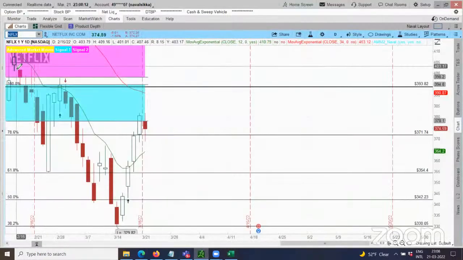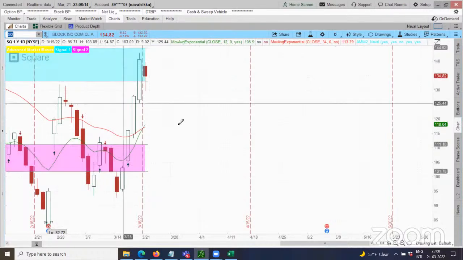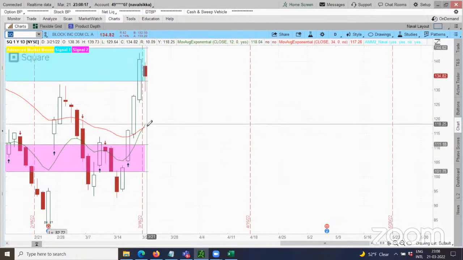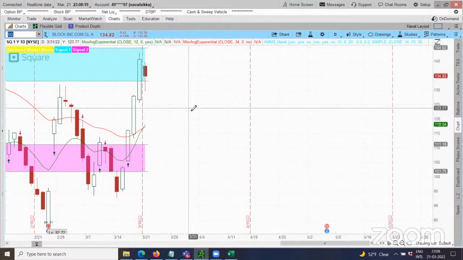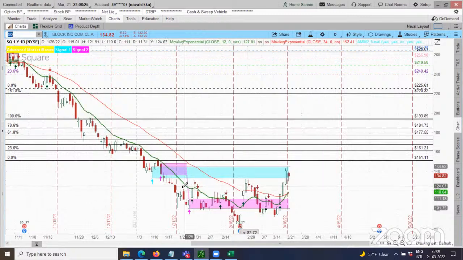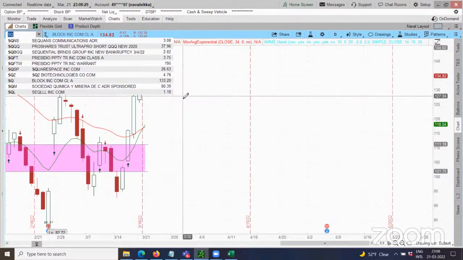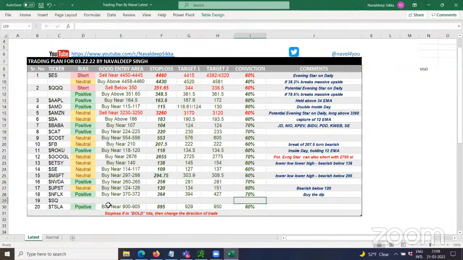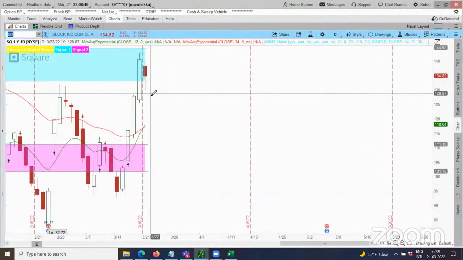Square has seen some decent rally, and it has an inside day. The trend is up. I would love to add this around this area where we have seen some candle tops. So 128 is the stop loss. Square is really positive for now. 128 is the area, and we can go short on Square below 128. Target is 135 and 144.